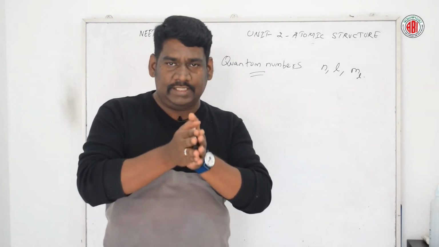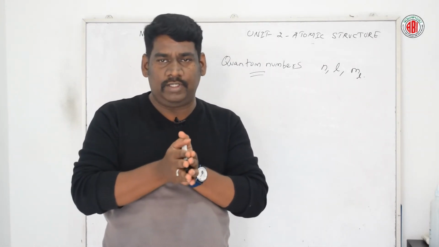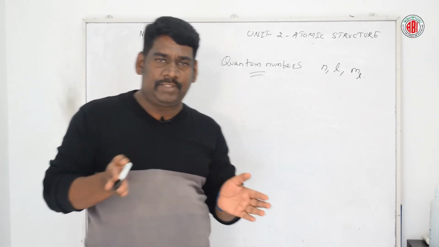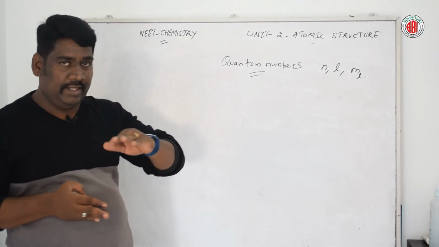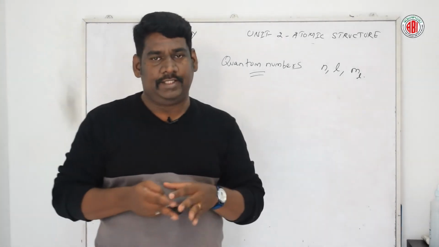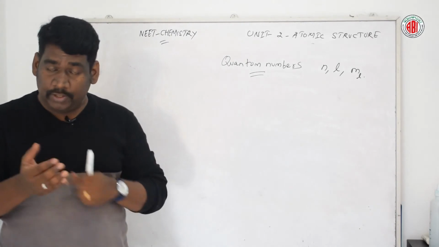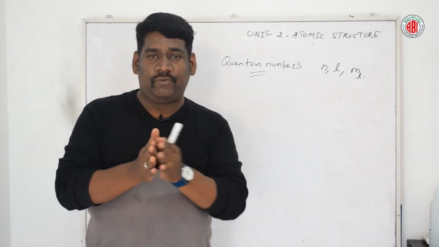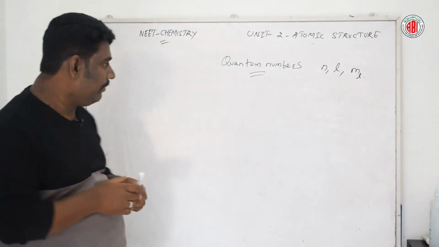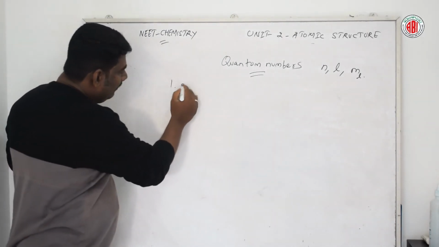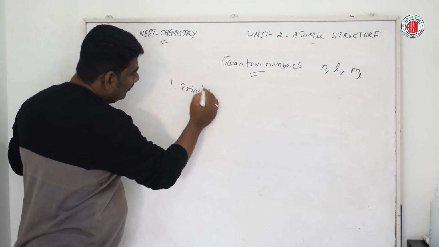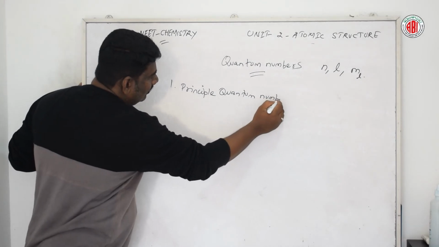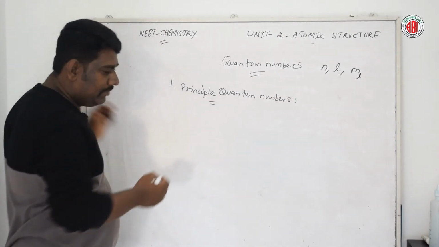In addition to these three numbers, there is one more quantum number that describes the spin of the electron, in which direction the electron could spin. So including that, we are going to consider for the quantum numbers 4 different categories. Let us talk about one by one. First one is principal quantum numbers. What is principal quantum numbers?